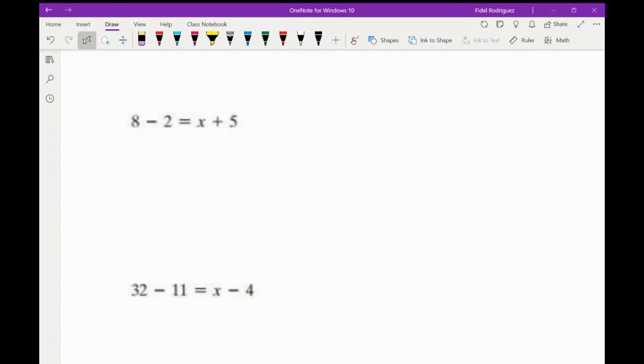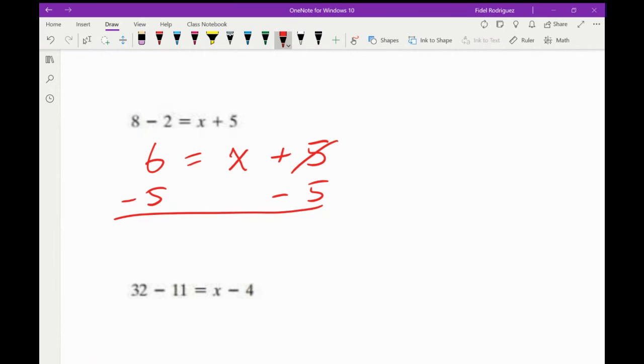So for this next problem, the first thing I really want to do here, y'all, is combine my numbers. So 8 minus 2, that's just going to leave me 6 equals x plus 5. So remember, now I need to get the x by itself. Since I'm adding 5, I'm going to go ahead and subtract it because I'm trying to undo the process, right? And so 6 minus 5 is equal to 1.